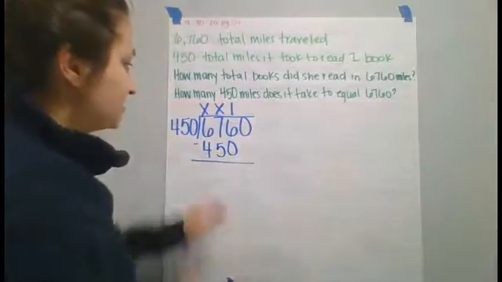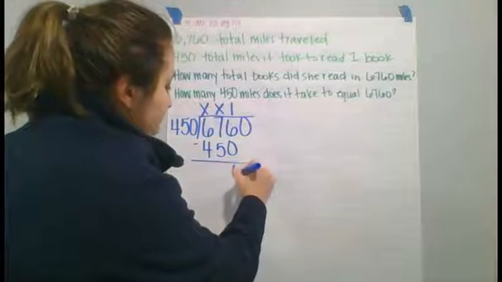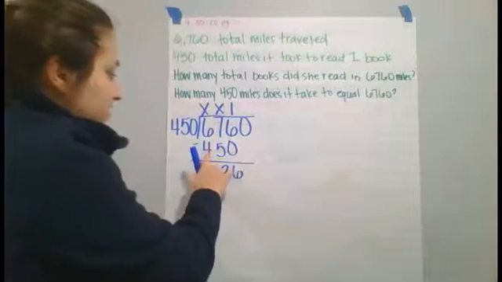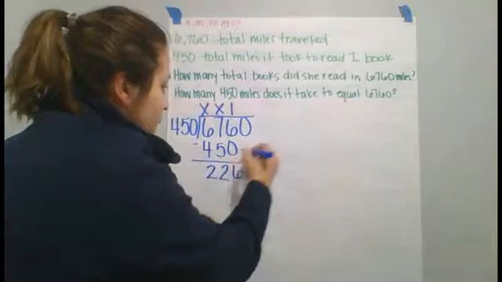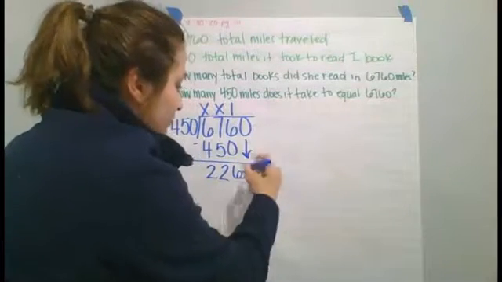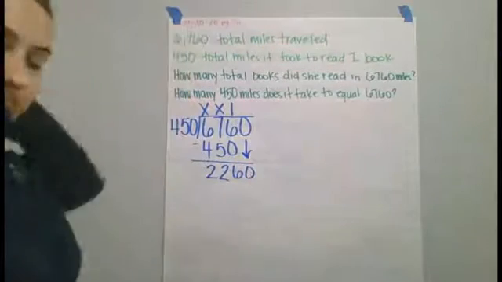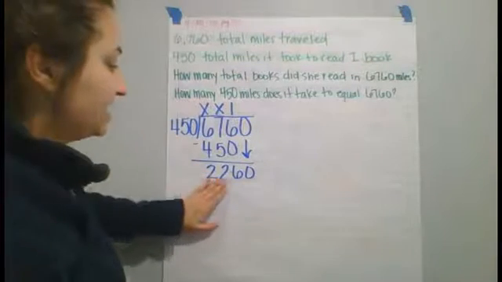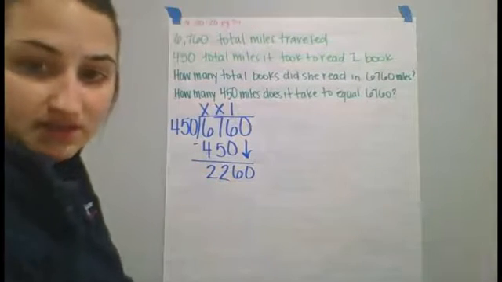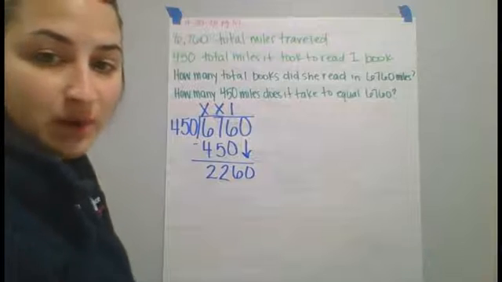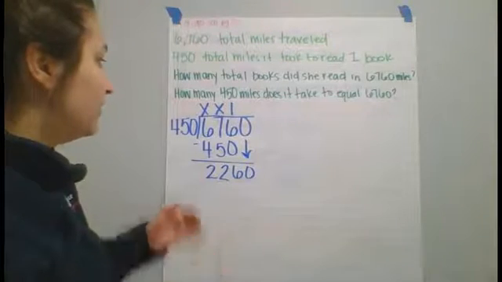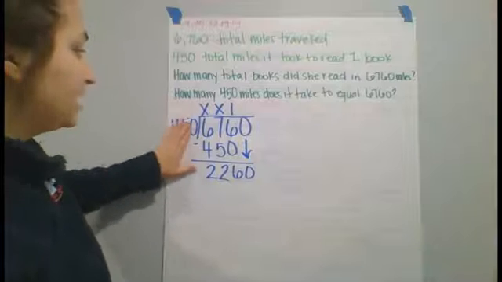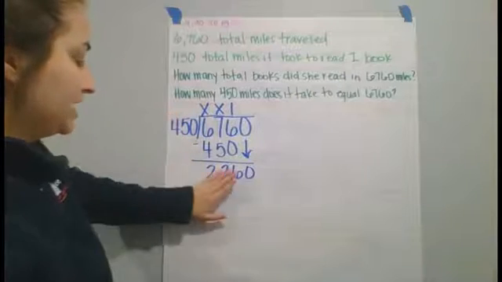We're going to subtract. 6 minus 0 is 6. 7 minus 5 is 2. 6 minus 4 is 2. And then I'm going to bring down my 0. So now we want to figure out how many times 45 can go into 2,260. So this is where we kind of want to think through how many times, we kind of want to break apart how many times one number can go into another.